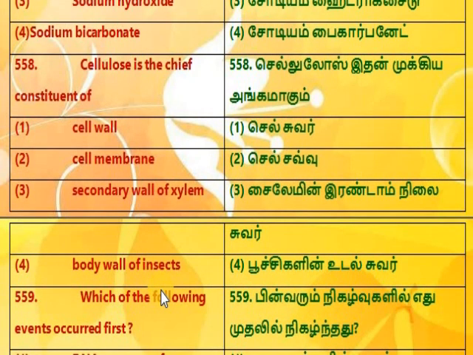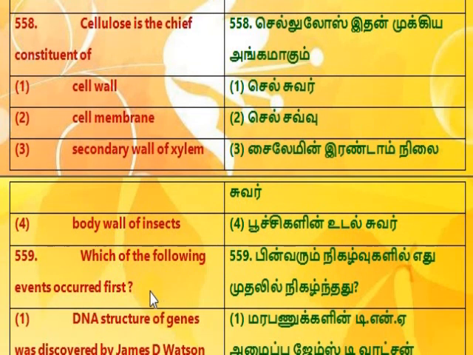558. Cellulose is the chief constituent of: 1. Cell wall, 2. Cell membrane, 3. Secondary wall of xylem, 4. Body wall of insects.